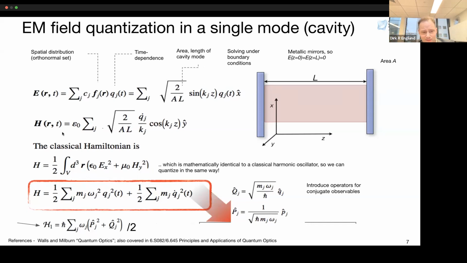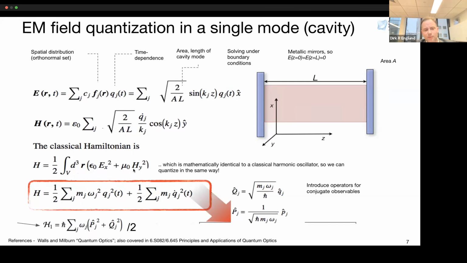And that's also the classical Hamiltonian. If you think about the Hamiltonian of that system, it is equal to the integral over the volume of the energy density here: epsilon naught, we're assuming that this is in vacuum, times Ex squared plus mu naught times Hy squared.